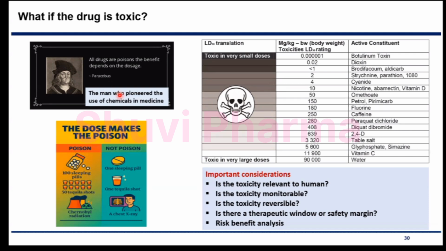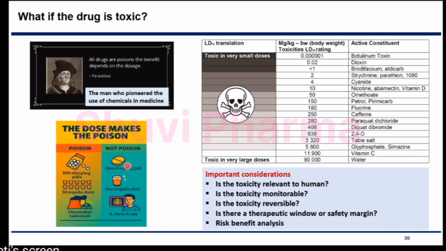Paracelsus is the man who pioneered the use of chemicals in medicines, and he made a very good statement. All drugs are poisons. The benefit depends on the dosage. So any drug that you take is going to have a toxicity for sure. It is the dose that differentiates whether it will have a therapeutic effect or a toxic effect.